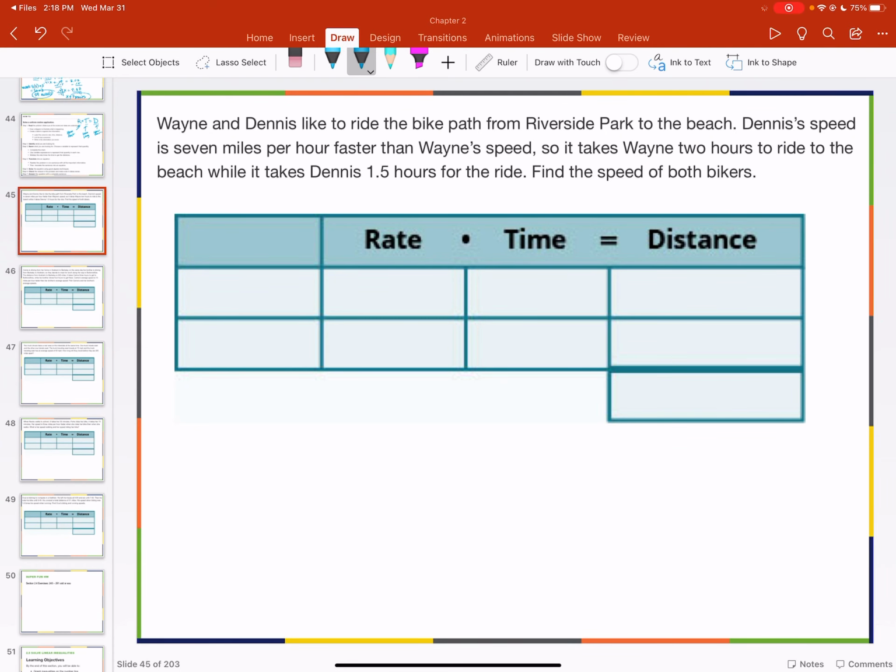Wayne and Dennis like to ride the bike path from Riverside Park to the beach. Dennis's speed is 7 miles per hour faster than Wayne's speed. So it takes Wayne 2 hours to ride to the beach, while it takes Dennis 1.5 hours for the ride. Find the speed of both bikers. Okay, so what's happening? You have Dennis and you have Wayne here.